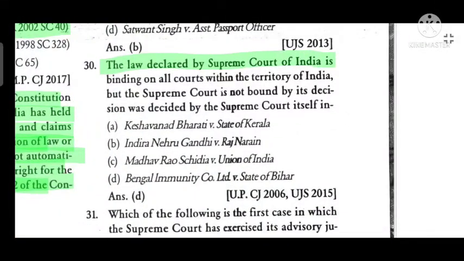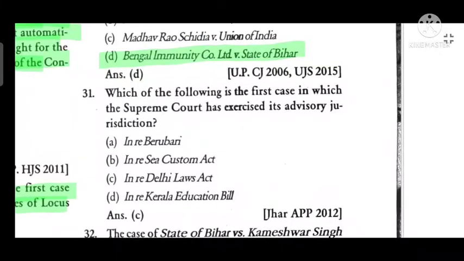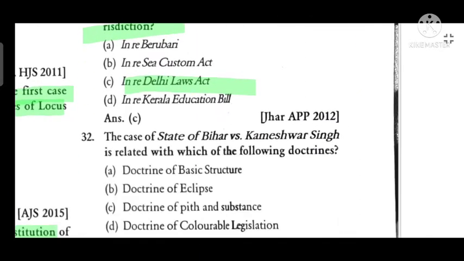The law declared by the Supreme Court of India is binding on all courts within the territory of India, but the Supreme Court is not bound by its own decision. This was decided by the Supreme Court of India in Bengal Immunity Company Limited versus State of Bihar. Which one of the following cases is one in which the Supreme Court has exercised advisory jurisdiction? In Re Delhi Laws Act.